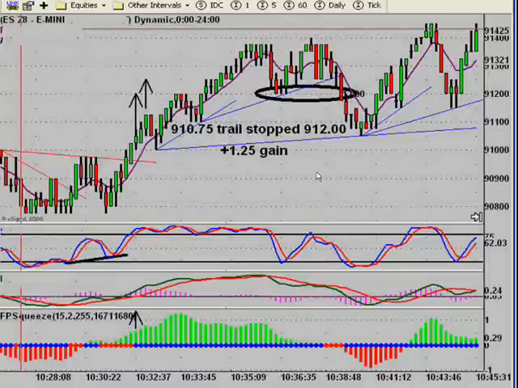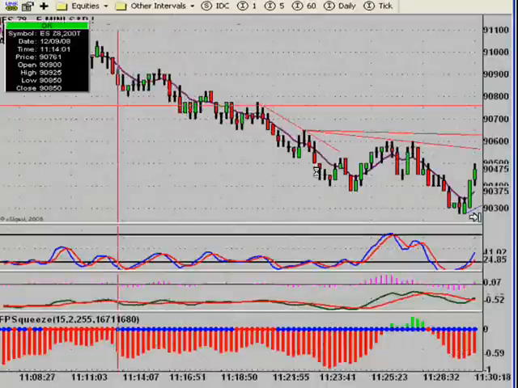Oftentimes when you are trading just one contract, you might want to just take your +2 and exit until you are able to trade more contracts or are comfortable trading more contracts. Really, that is just your own personal style, what you're going to like to do. That's totally going to be up to you.